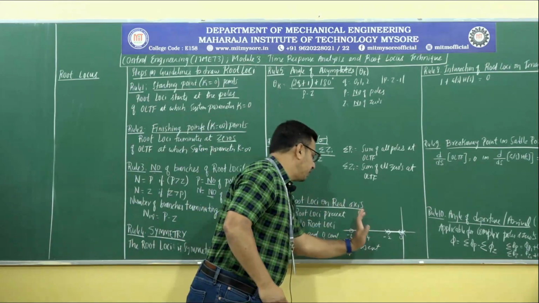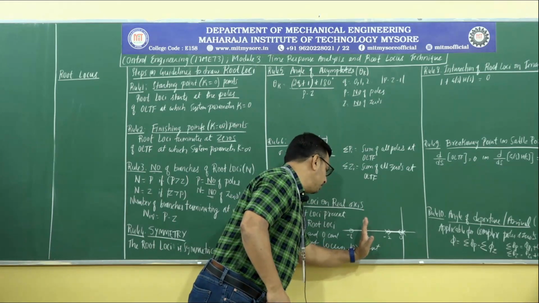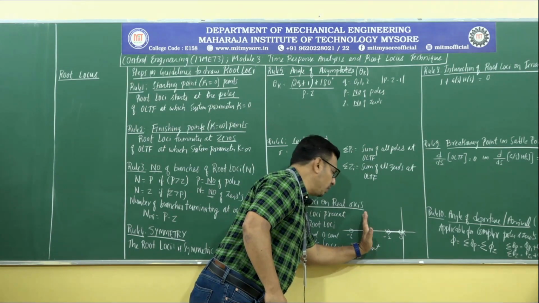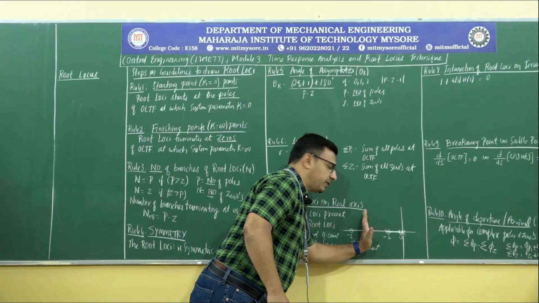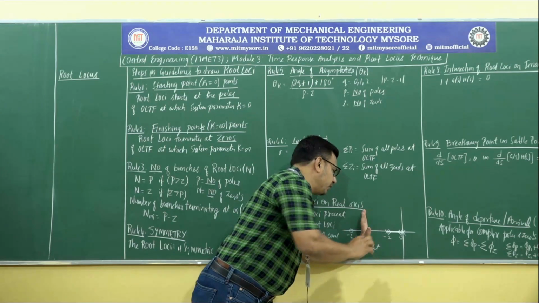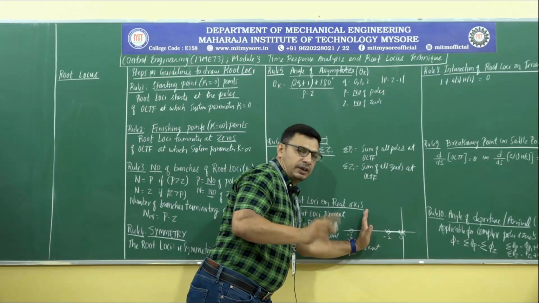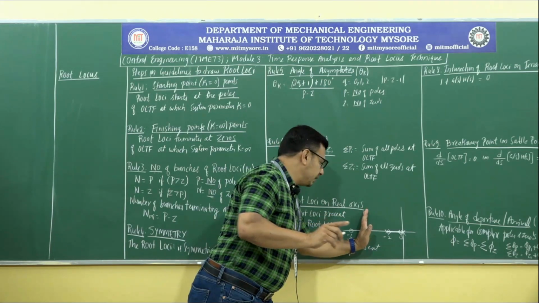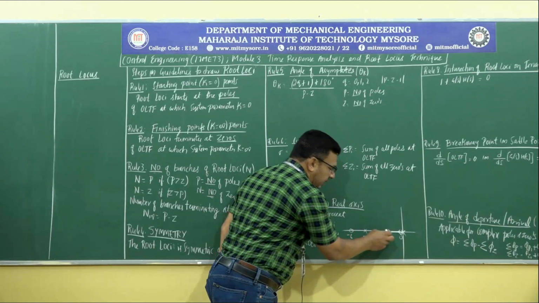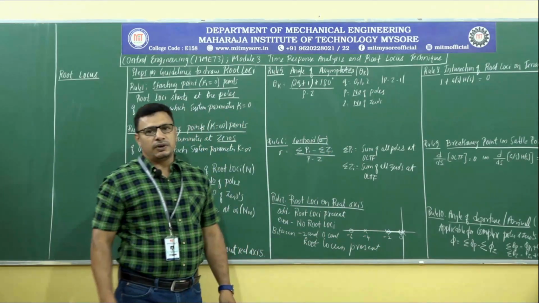Then come to the next point, that is the next pole, minus 4 over here. You just keep your hand here and look towards your right side. There is a pole here, and a pole here. The count is 2. When it is even, 2 being even, it means that between minus 4 and minus 2 the root locus will not be present.